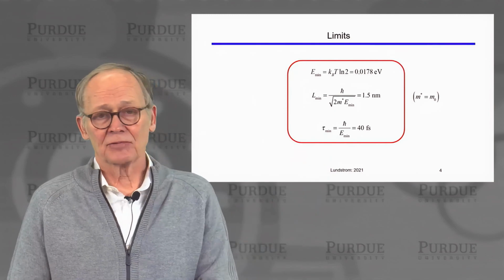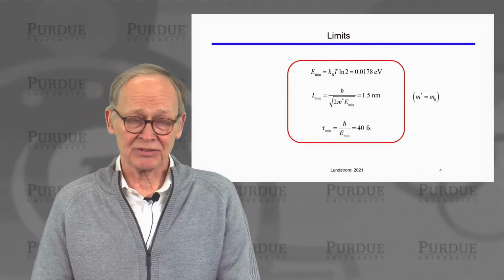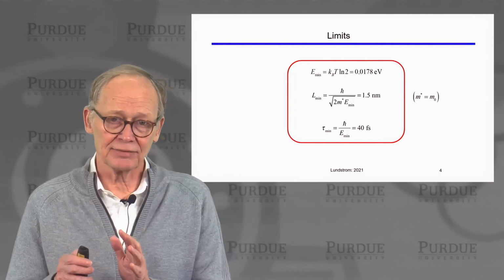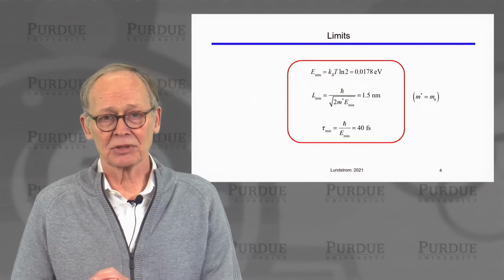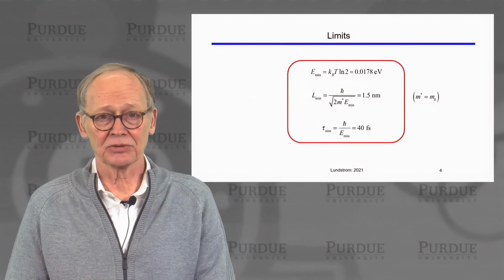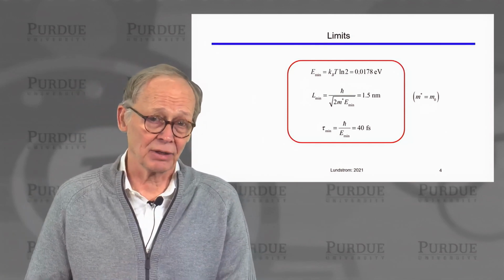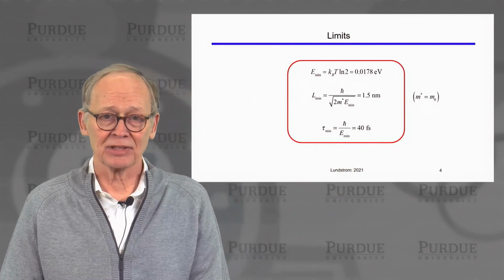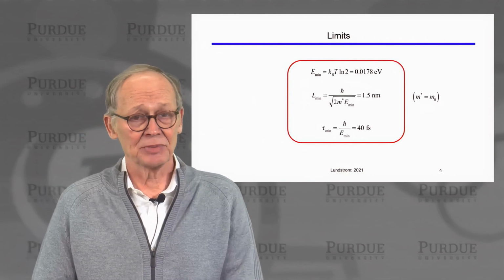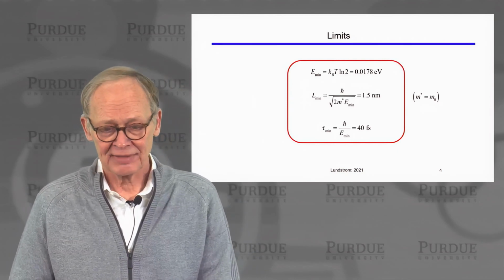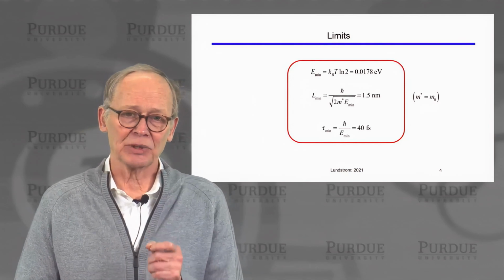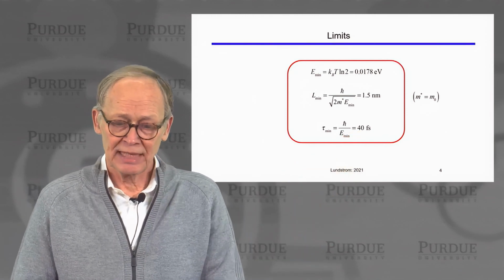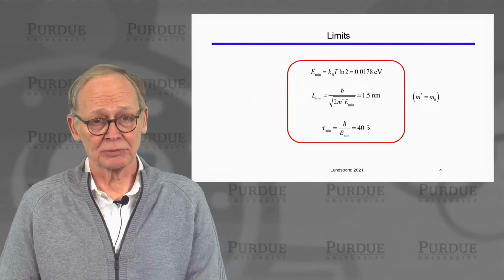We established the limit for the channel length. Basically, we said the channel length has to be long enough so that the energy barrier is thick enough under off-state conditions so that the electrons can't quantum mechanically tunnel from the source to the drain. Otherwise, the device is not off when it's supposed to be. And we put in numbers assuming an effective mass of 1 times the electron rest mass, and that turns out to be a very small number, 1.5 nanometers. And then finally, we asked, how fast can we switch a transistor fundamentally? We developed this simple expression and put numbers in, and that is about 40 femtoseconds.